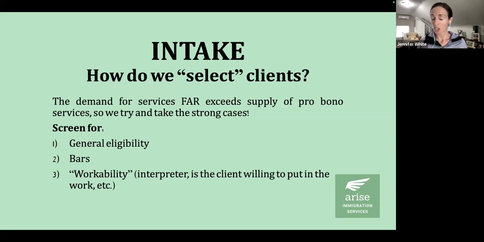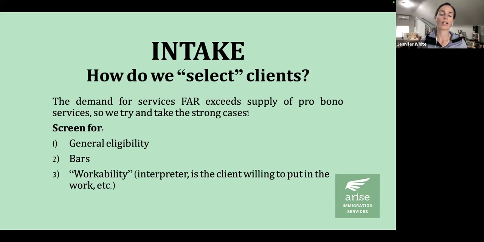General eligibility, sort of like what we talked about last week. Do you meet the qualifications? Do you satisfy the elements for asylum? Bars. The bars for asylum can be expansive. Sometimes we have really good arguments that they don't apply, even though the government might think that they do. So just because a client could be subject to a bar doesn't mean we wouldn't take the case. We just have to have a good explanation as to why they're not subject to it.